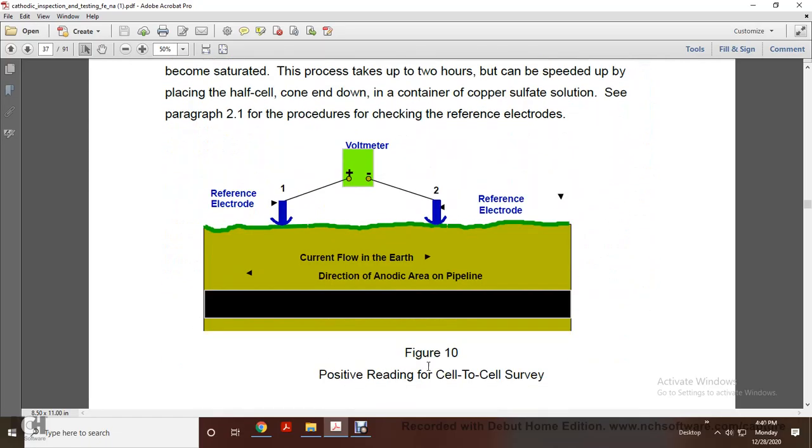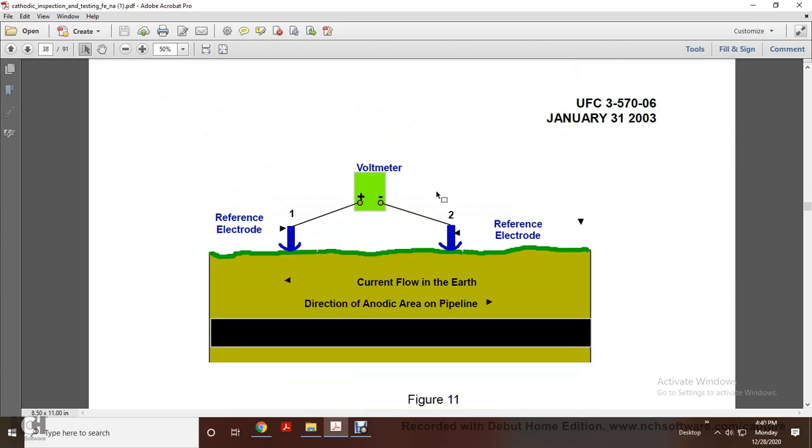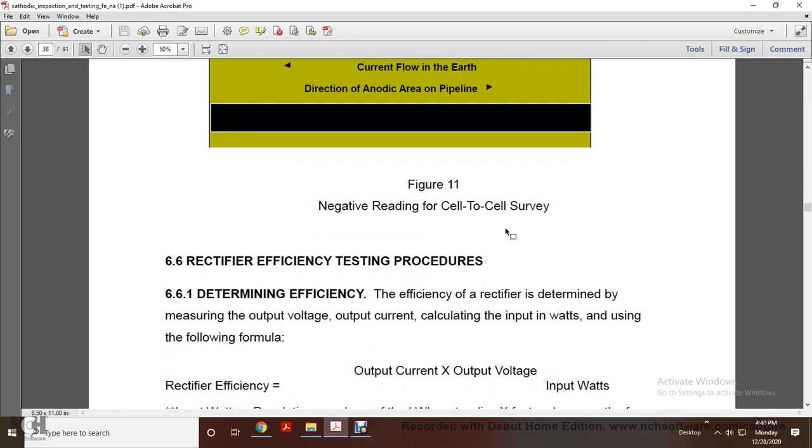Figure 10 shows a positive reading for the cell-to-cell survey, which shows current flowing in the direction of the anodic area of the pipeline. Reference electrode 1, voltmeter positive, negative electrode 2. Figure 11 shows the reference electrode and voltmeter with current flowing in the direction of the anodic area of the pipeline.